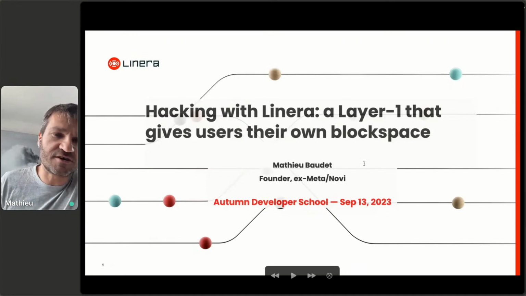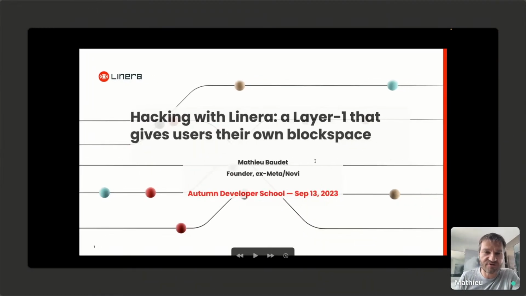Thanks for the introduction. It's a great pleasure to be here and to be able to present the Linera protocol and to kick off the developer school, the Autumn Developer School of Linera. So Linera is a project that is based on research I did at Facebook a few years ago, and that evolved a lot since then. Our goal is to create a new kind of layer one infrastructure, a new kind of blockchain infrastructure that gives users their own block space. And so, what does it mean, and why would we want to do that?